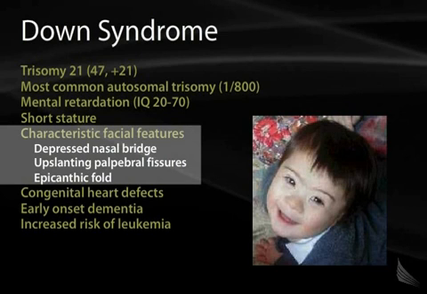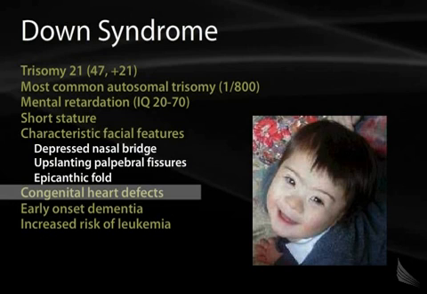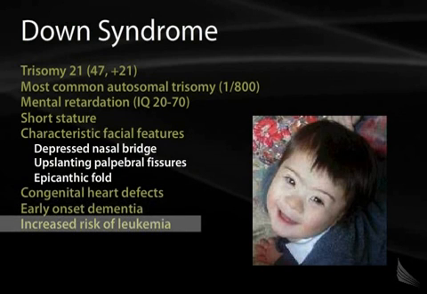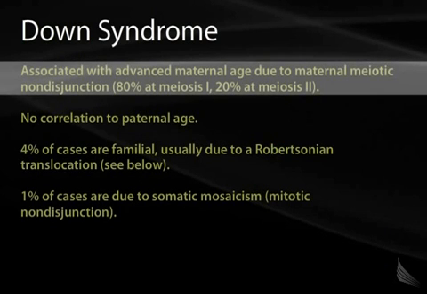Now, what you may not be able to see in the picture, but are also very common in Down syndrome, are things that happen inside. Congenital heart defects, very common in trisomy 21. Early onset dementia, and also increased risk of leukemia. Now, Down syndrome is associated with advanced maternal age due to maternal meiotic non-disjunction. 80% of these, it's been found, these non-disjunction events occur at meiosis I and 20% at meiosis II.